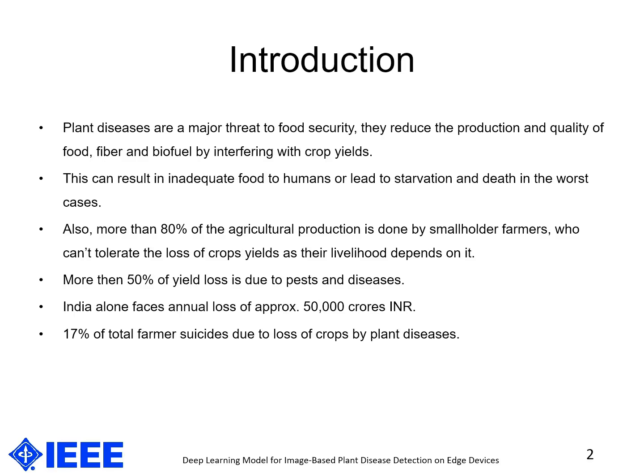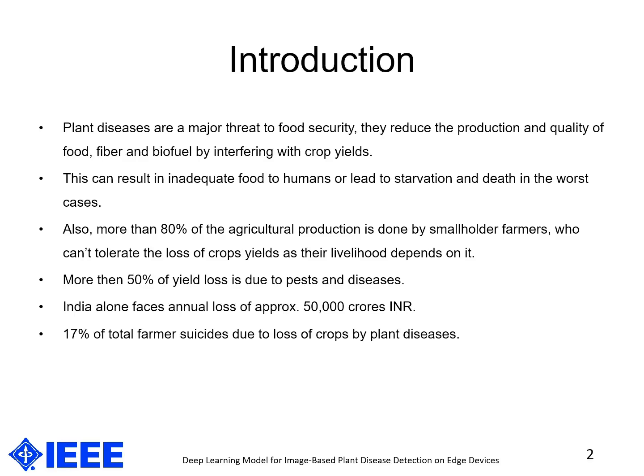Crop diseases are a major threat to food security, but their rapid identification remains difficult in many parts of the world due to lack of necessary infrastructure. The result of crop diseases is inadequate food for humans, which can lead to starvation and death in the worst cases. Also, more than 80% of agricultural production is done by smallholder farmers who can't tolerate the loss of crop yields as their livelihoods depend on it.